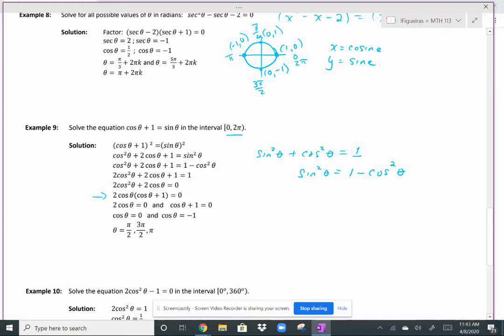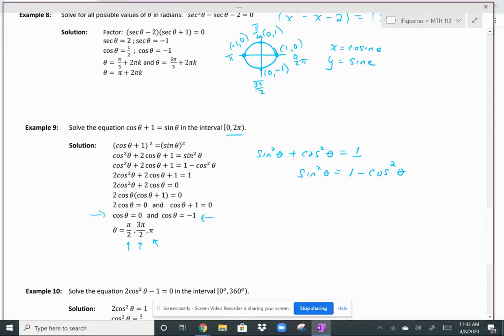Set each factor equal to 0, which is what you see on the next line. 2 cosine of theta equals 0, and cosine of theta plus 1 equals 0. So that means that cosine of theta is equal to 0 when you divide both sides by 2. And here cosine of theta equals -1 when you subtract 1. So this is back to our quadrantal angles. Cosine is equal to either 0, 1, or -1 on the quadrantal angles. Where is it equal to 0? It's equal to 0 at pi over 2 and at 3 pi over 2. And it's equal to -1 at pi.